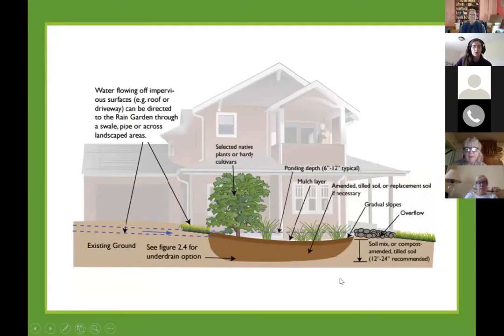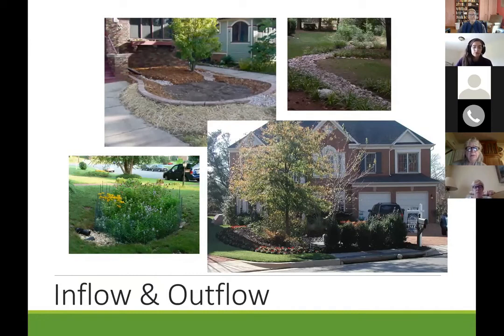Here's a good example from the side of what's going on underground. Again, the amended soil, or it might need to be replacement soil in those bowl-shaped depressions. Inflows and outflows, those are areas to think about that might need to be more highly stabilized with rock material, as you can see, because that's where the concentrated flow is going to be coming into those systems, typically coming through pipes from downspouts, and we want to give a chance for that water to slow down and settle a little bit before it enters these areas, so we're not going to have scour.